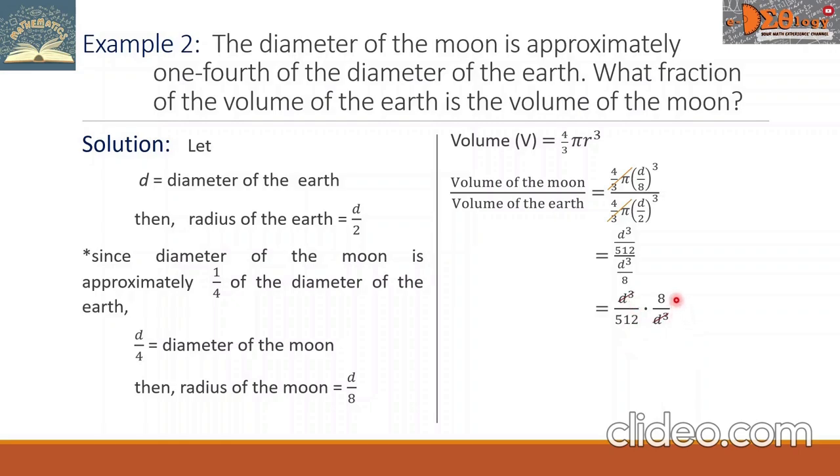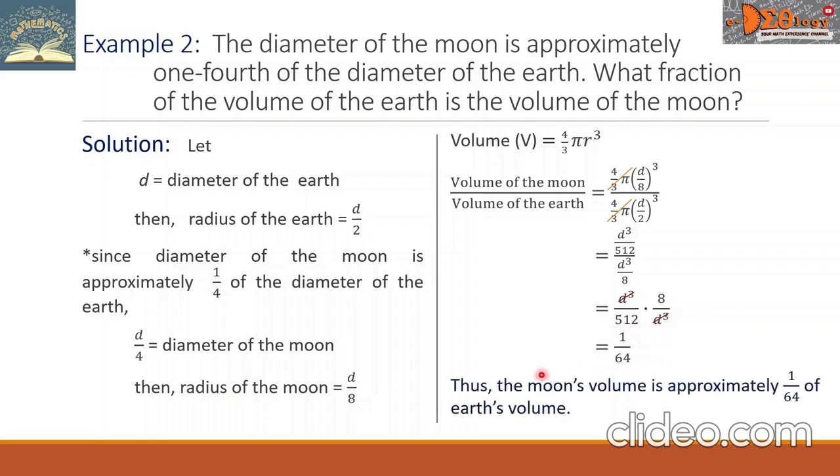Then we simplify the fractions. 8 over 512 is equal to 1 over 64. We simply divide the numbers 8 and 512 by 8. So we reach this simplified fraction. Then we say that the moon's volume is approximately 1 over 64 of Earth's volume.